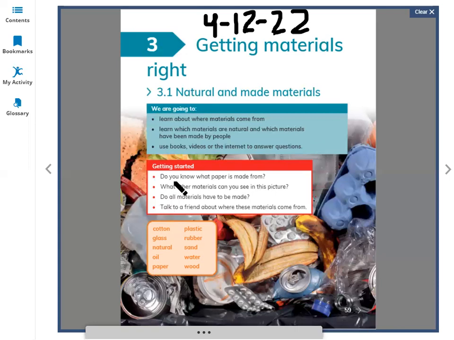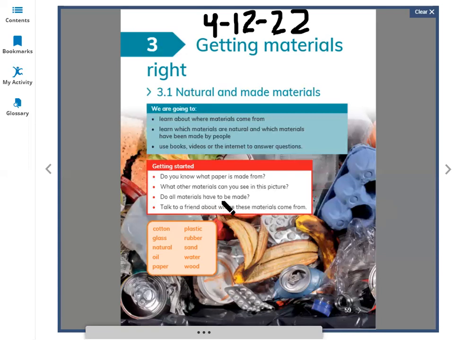Do you know what paper is made from? Paper comes from wood, and wood is made by Allah. So we will say that trees are natural, whereas paper is man-made. What other materials can you see in this picture? In this picture, you can see there are bottles, there are all liters. So these are not natural, they are made materials.